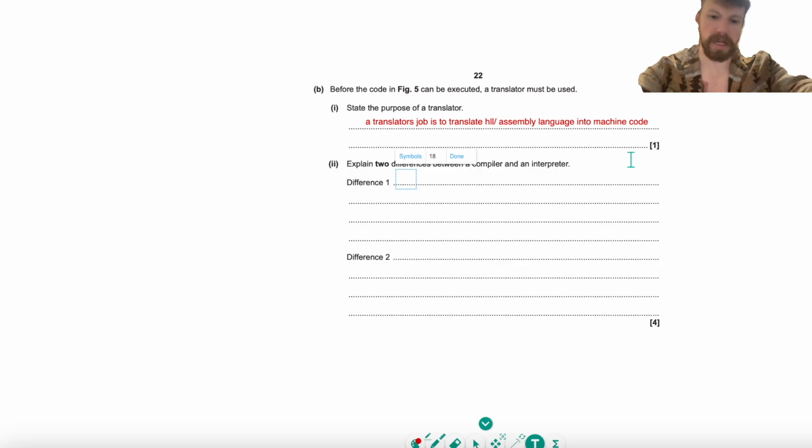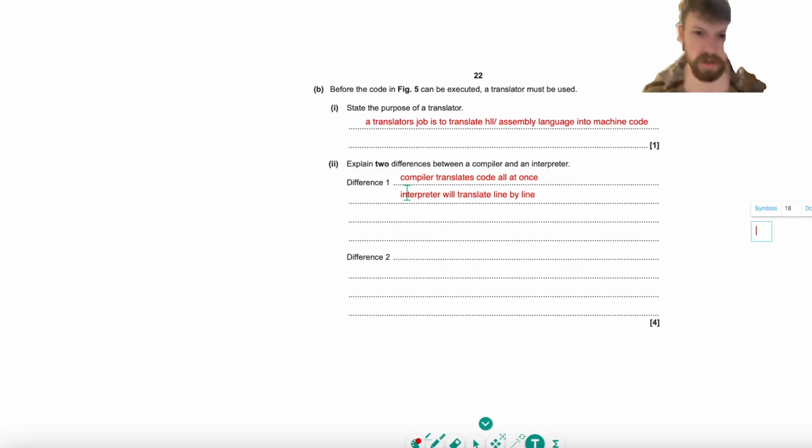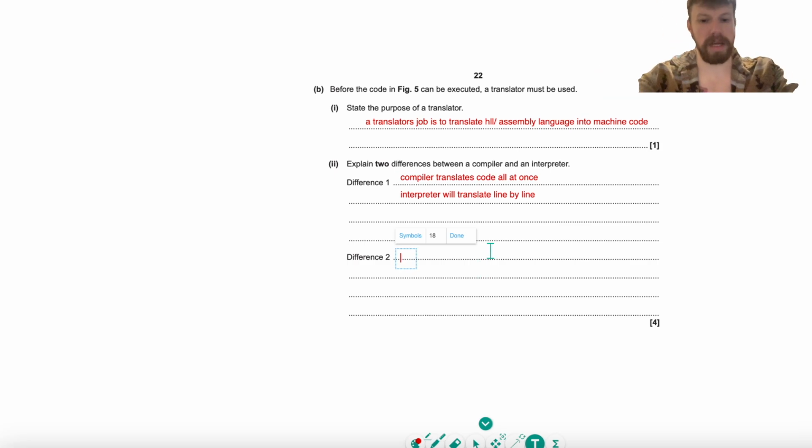So we could say compiler translates code all at once. Interpreter will translate line by line. Okay, so that's making those 2 points there so that you get 2 marks for it. Another difference here is that the compiler will give you an executable file at the end of translation.